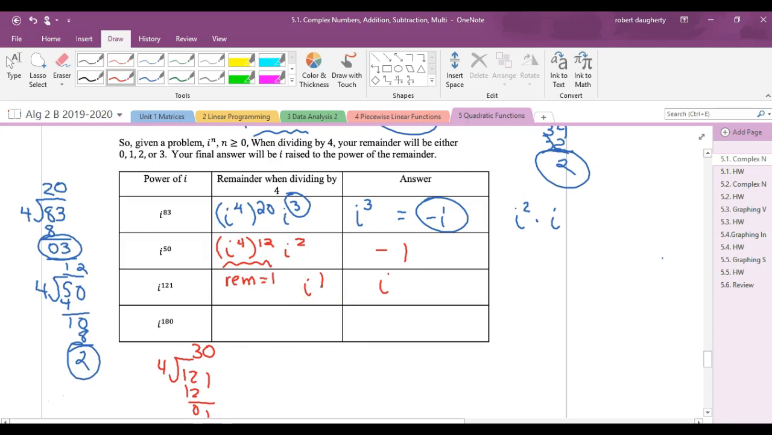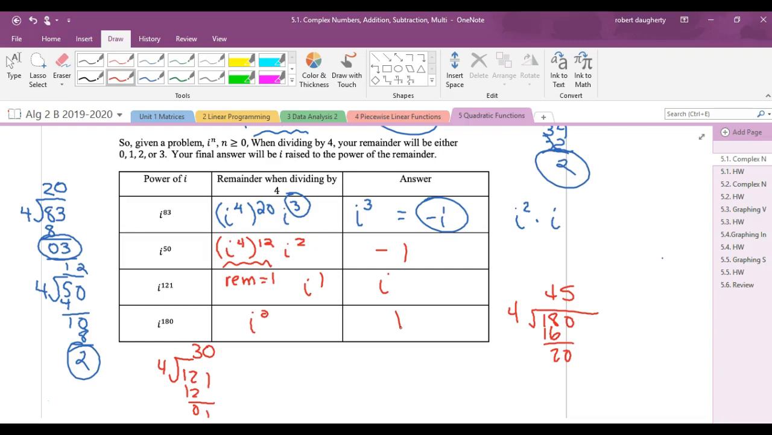Okay. What about i to the 180? What is that one then? So 4 goes into 180 what? 4 times. That's 16. Leaves you 20. 4 goes into there what? 5 times. What's the remainder? 0. So this is i to the 0. What's anything to the 0 power? 1. Okay. Does everyone see what we're doing there? So if I give you i to some ungodly number, all you have to do is divide that number by 4, and you get a remainder. i to that remainder is your answer, okay?